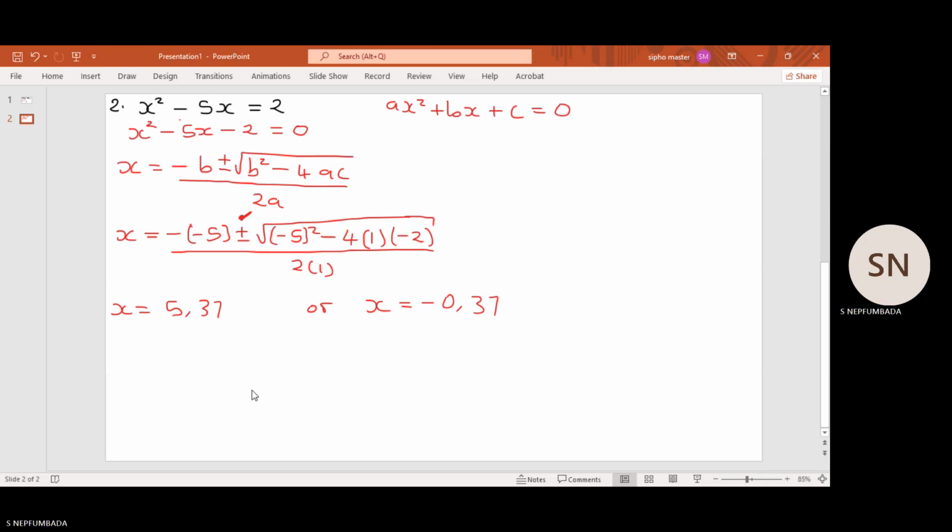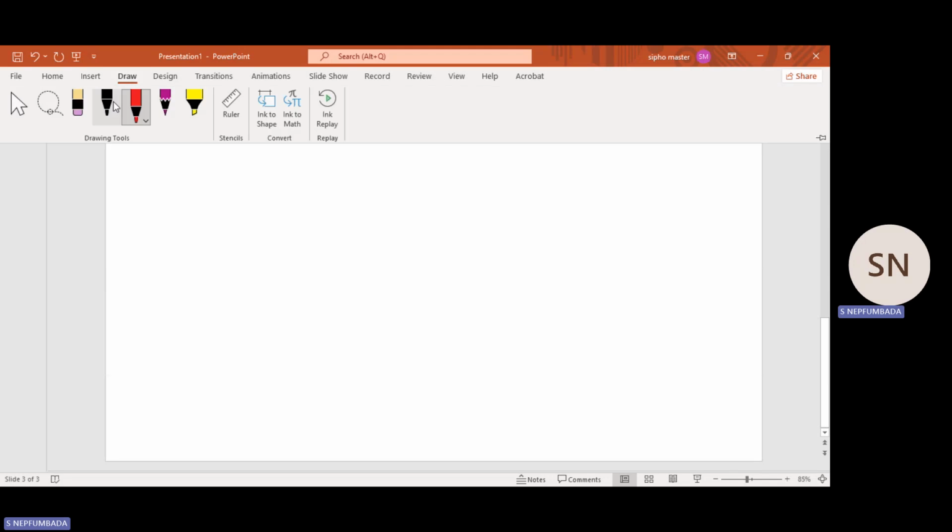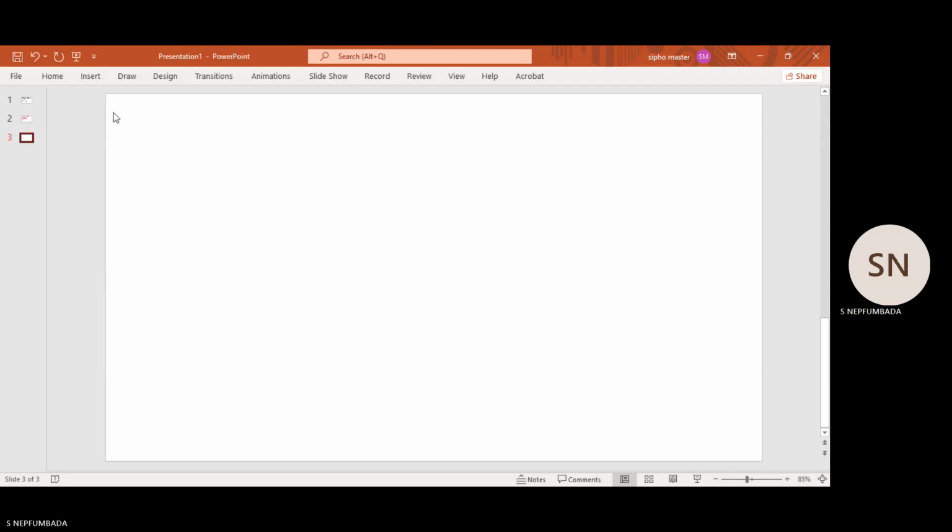So now, let's proceed to the next equation. Let's say we have the same equation, but our equation is in the form of, let's say as an example, number 3, they say x plus 3, open bracket, x minus 1 is equal to minus x plus 1.